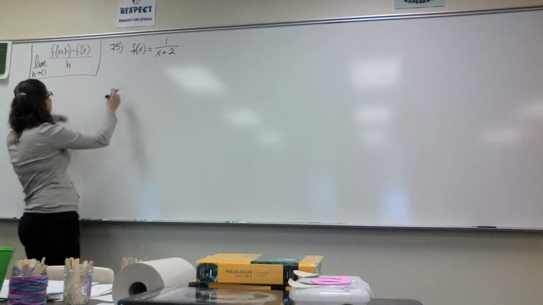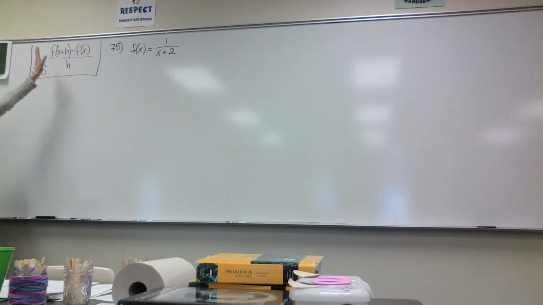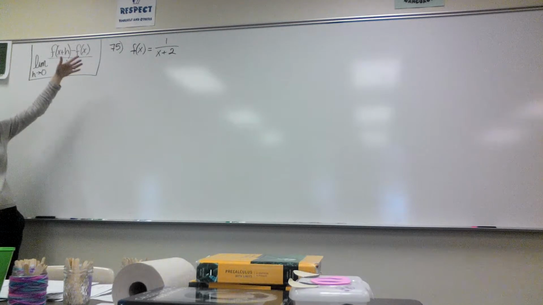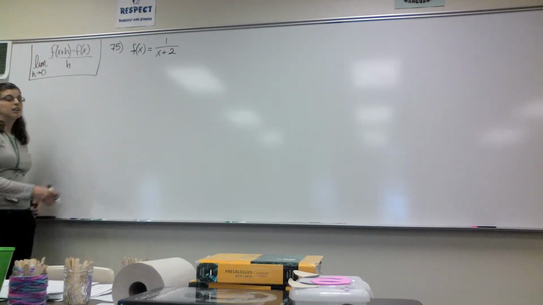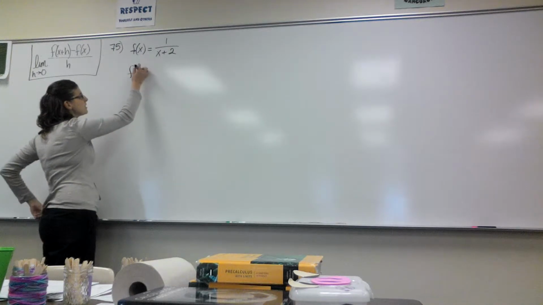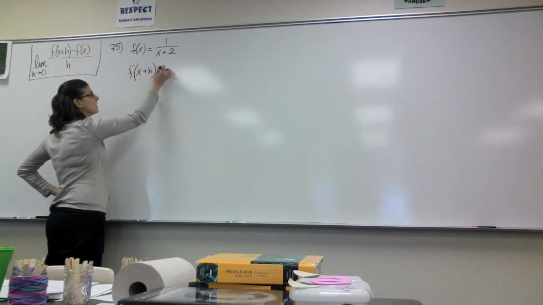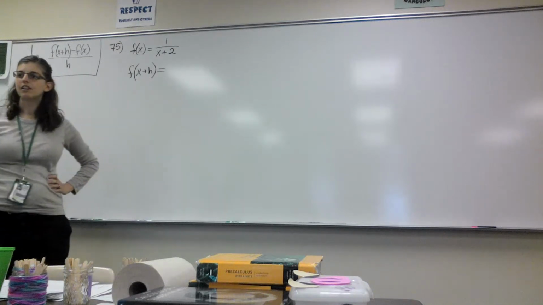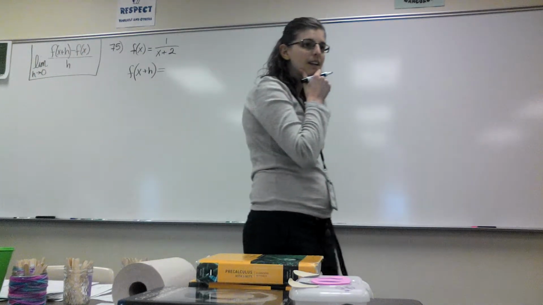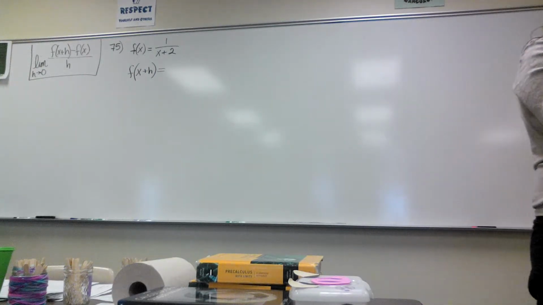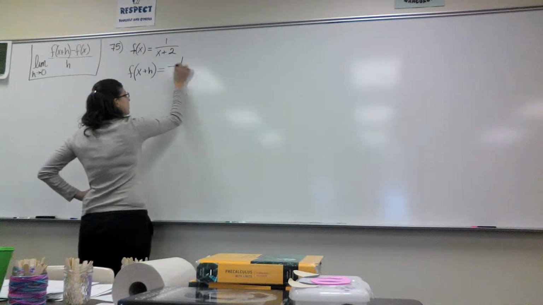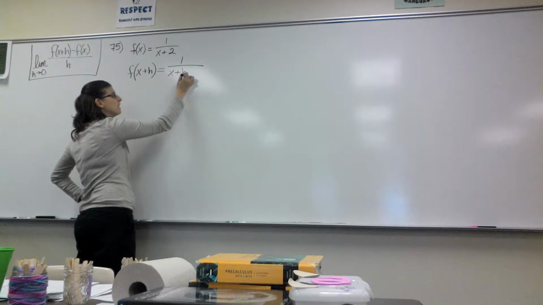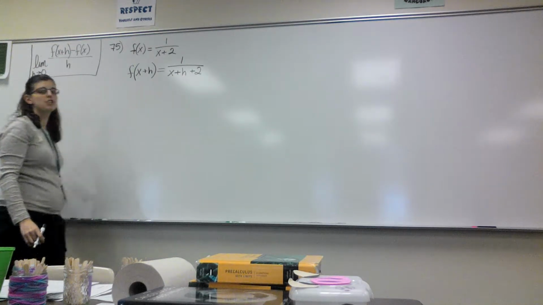So the first thing we need to do is find all the pieces that go in our special limit. We need to find f of x, we have it. We need to find f of x plus h. Those are the two things that change from one problem to the next. So f of x is 1 over x plus 2. f of x plus h is going to be what? Should I call on somebody or you can volunteer? What would f of x plus h be? Good. 1 over x plus h plus 2. You replace the x in the old f of x with an x plus h.